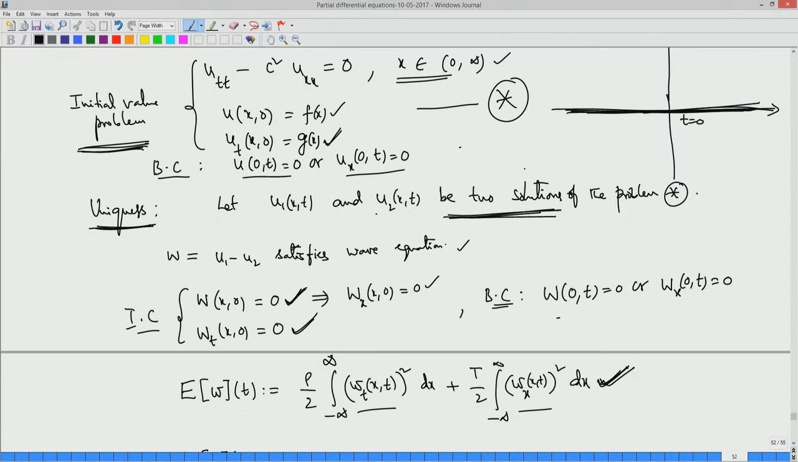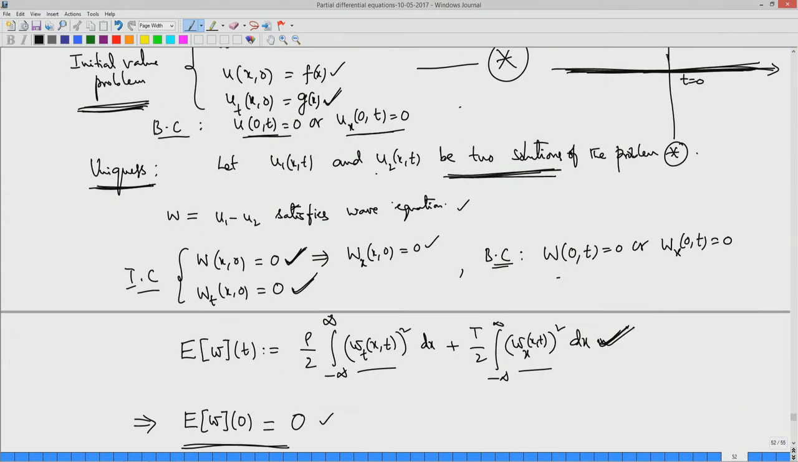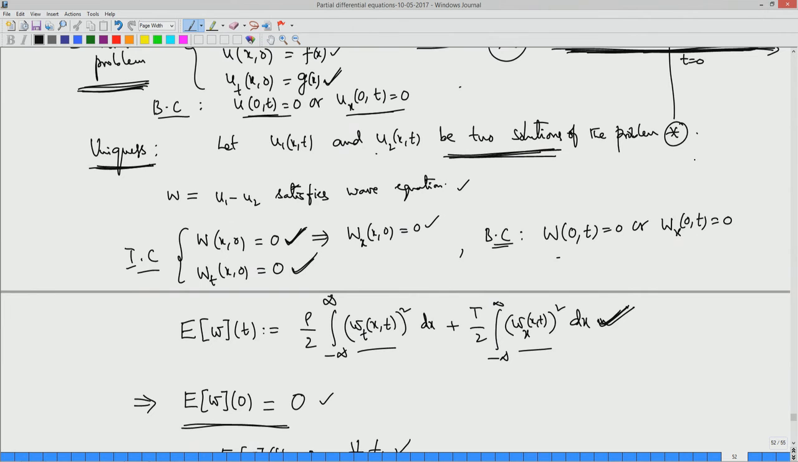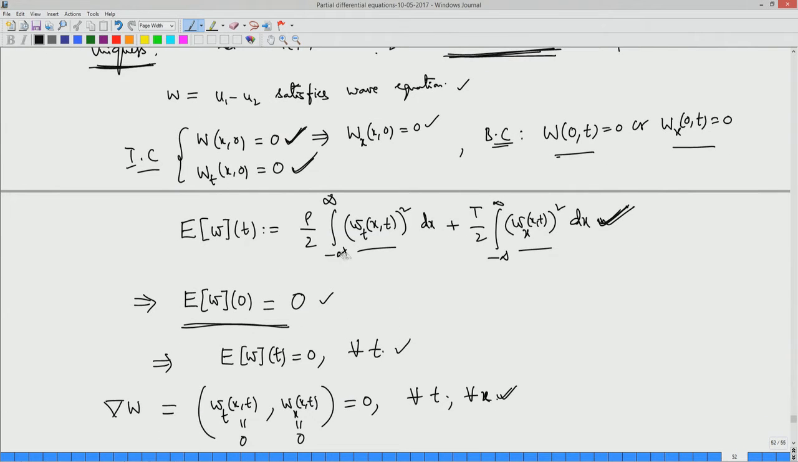Now, you consider this initial value problem on the semi-infinite domain, with either this boundary condition or this boundary condition, and let u1 and u2 be two solutions of the problem. Consider the difference, which we call w, and w satisfies zero initial conditions, and the boundary condition is either of them. Now, you consider this, this is the same. The only thing is you have to write it as a total derivative.